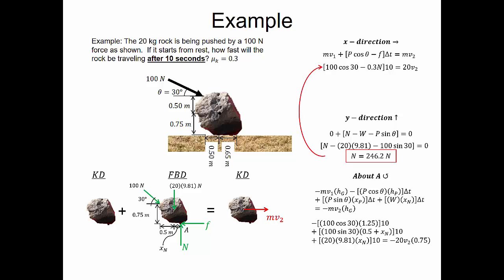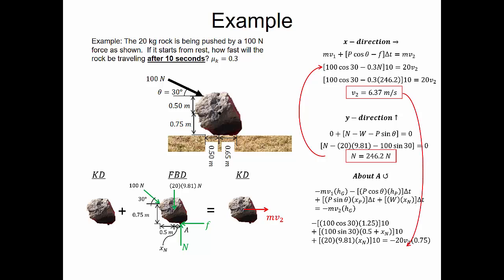That can then be substituted into our x direction equation, and solving for the final velocity, we get that our final velocity is 6.37 meters per second. So we have determined that as long as this is sliding, the final velocity after 10 seconds will be 6.37 meters per second. But there is the possibility that it could be tipping instead of slipping. So we need to check our assumption.